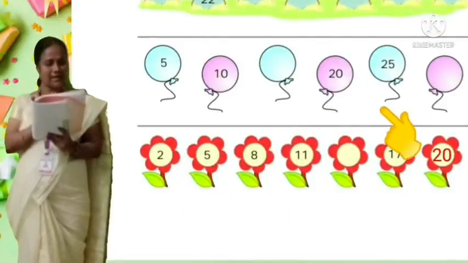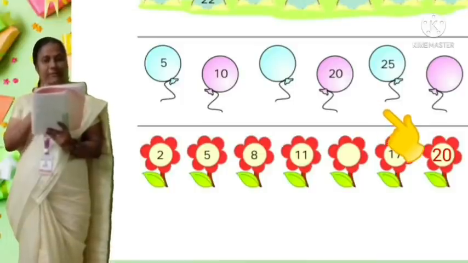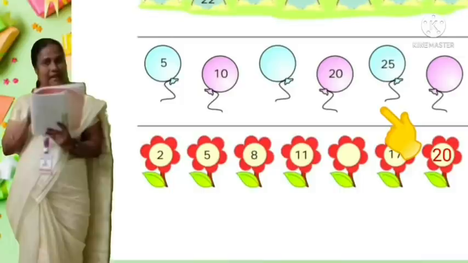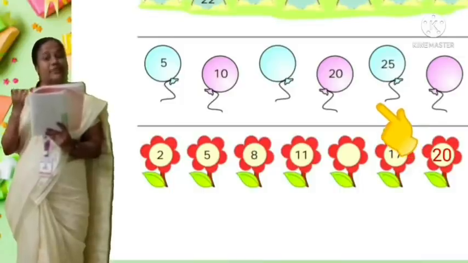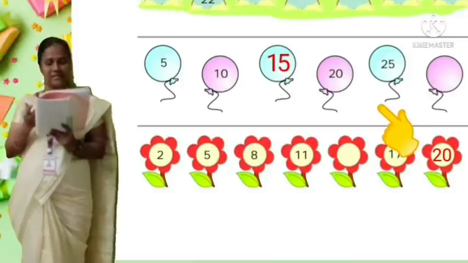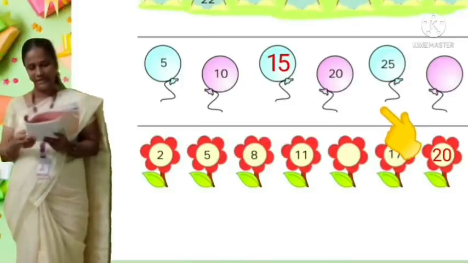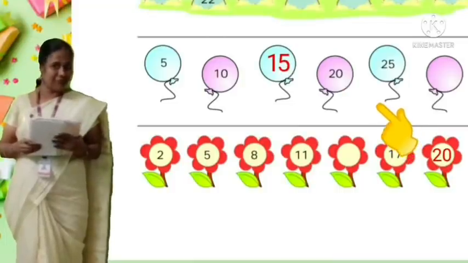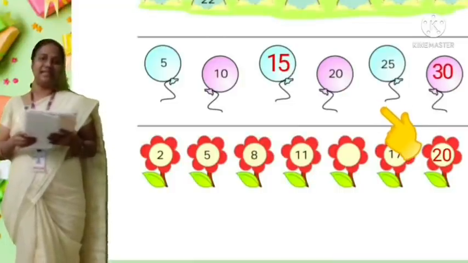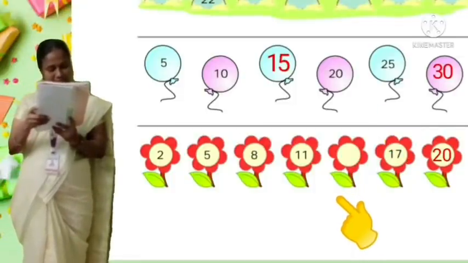Okay. So 5. Next you have to skip 5. Then 5, 10. After 10, skip 5. 15. After 15, 20. After 20, skip 5. 25. After 25, skip 5. 30. Very good. Next. So numbers are given here.